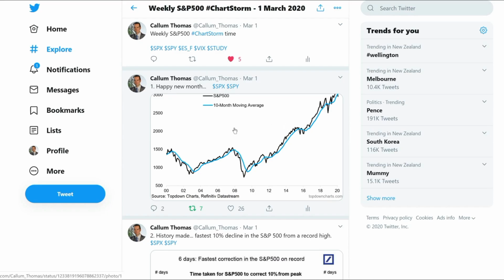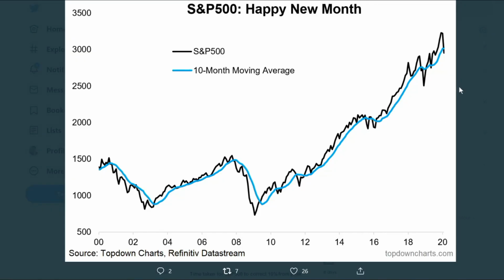First is Happy New Month. Hopefully it's a little bit happier than last month. Anyway, this is an interesting chart and probably worth briefly talking through because, for those who are not aware, there's this thing called trend indicators. And the 10-month moving average, this is a monthly chart. So 10-month moving average, that's basically the 200-day moving average, a very popular trend indicator.